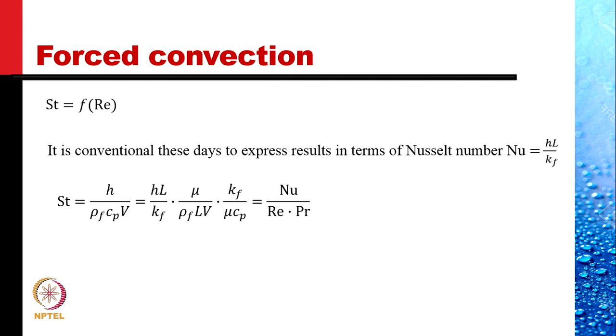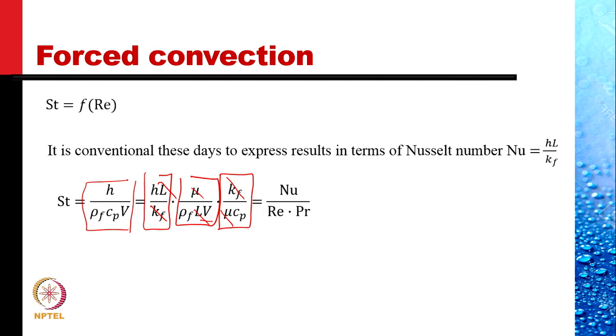You can verify these cancel, L cancels. So this is H by rho F Cp and V, same thing as this. And what is this? This is Nusselt's number. This is 1 over Reynolds number, and this is 1 over Prandtl number. Mu Cp by K of the fluid is the Prandtl number of fluid. The Stanton number is nothing but Nusselt's number divided by Reynolds number times Prandtl number. Just another way of expressing the Nusselt's number.